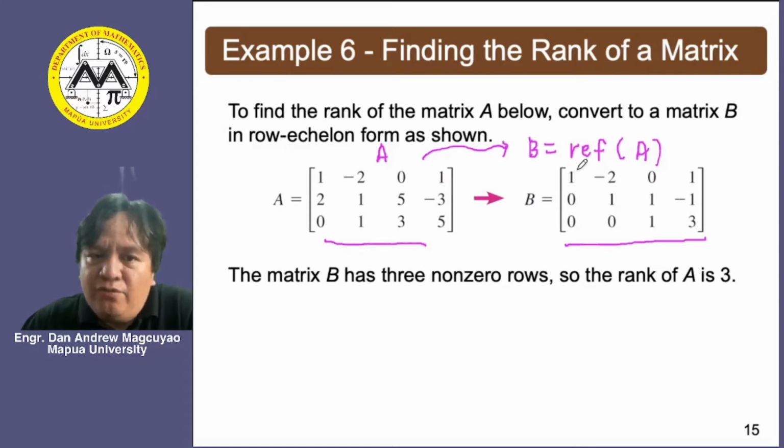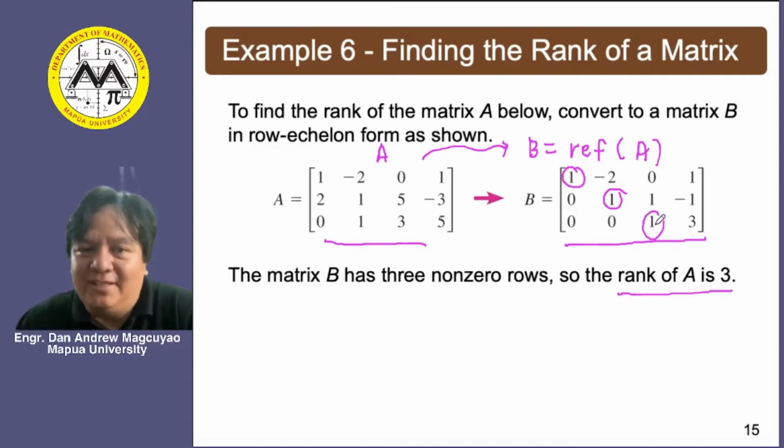The number of non-zero rows is 3, representing the rank of A. So the number of leading ones is the rank of the matrix A. The number of non-zero rows or the number of leading ones represents the rank of matrix A.